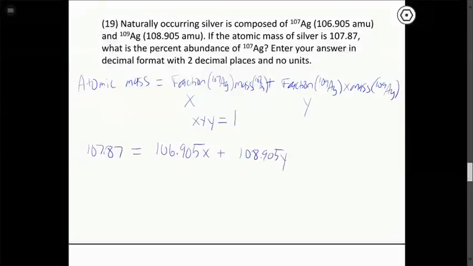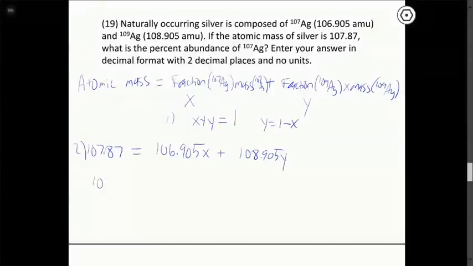And we call that abundance y. So that's our first equation. So we have two equations, two unknowns. We're solving for x, which is the abundance of 107. So if we rearrange this equation up here, y equals 1 minus x. We can make that substitution.